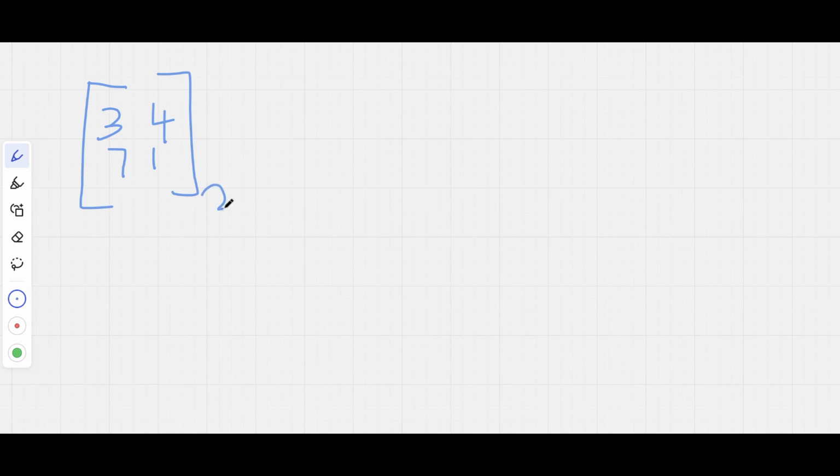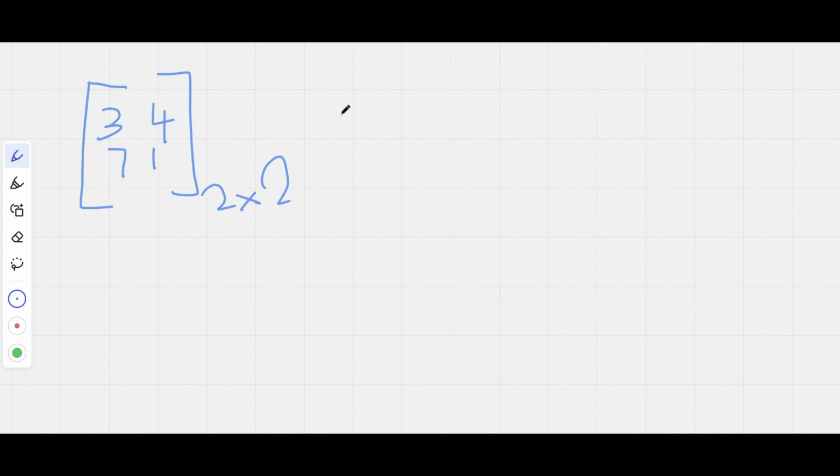Today we start the matrices chapter. So what are matrices? A matrix is a rectangular arrangement of numbers, which may be real or complex numbers, in rows and columns. Let's take an example: 3, 4, 7, 1. This is a matrix. This is a 2 by 2 matrix.